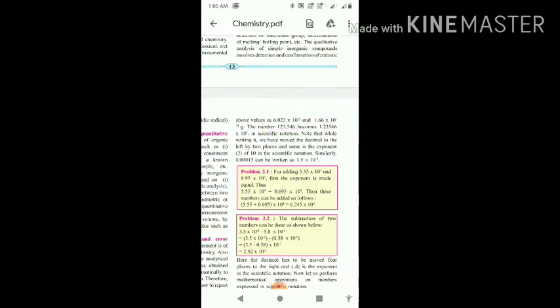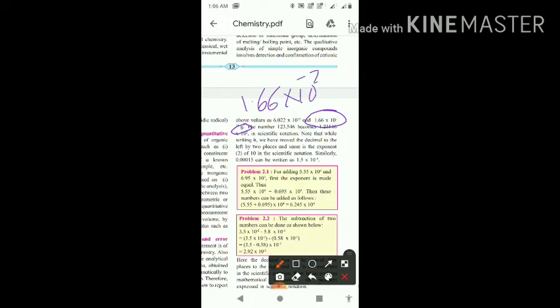Similarly, for the mass of a hydrogen atom, instead of writing 0.00000 with so many zeros and 166 gram, we can write this as 1.66 into 10 raised to minus 24 gram, isn't it? So in this way we can write the mass of one hydrogen atom. Okay, so this is the way, while we are using exponential terms, we write down the numbers to avoid this hectic writing of zeros. Okay, so similarly one more example is given here.